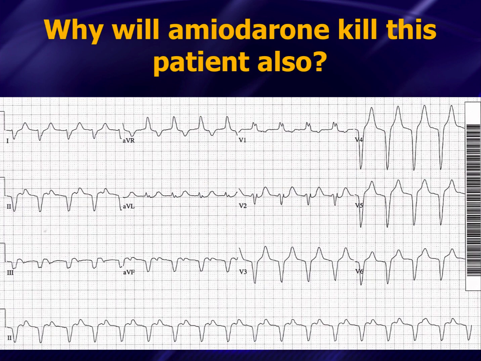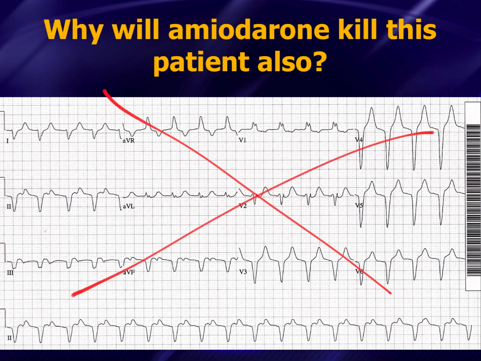How about this one? This patient has a regular, wide complex tachycardia that your computer is going to call ventricular tachycardia. And it turns out, once again, amiodarone will kill this patient. By the way, so will lidocaine and so will procainamide. We'll talk about what it is on this 12-lead that says don't treat this patient.